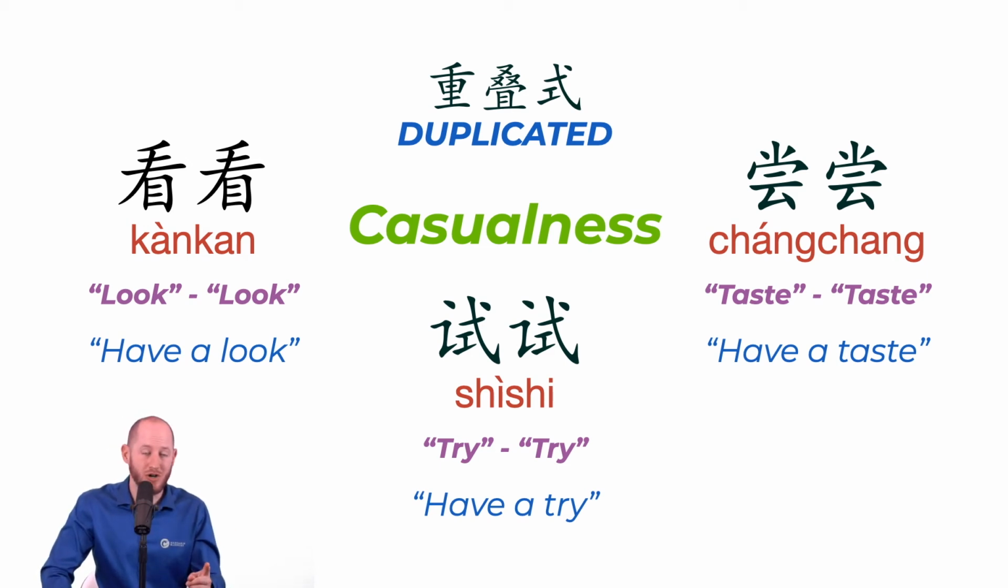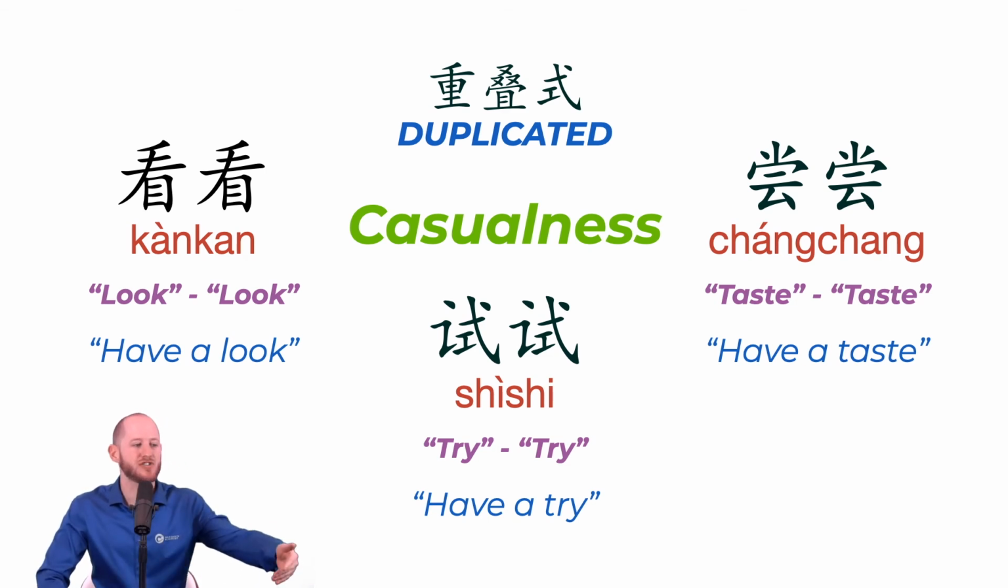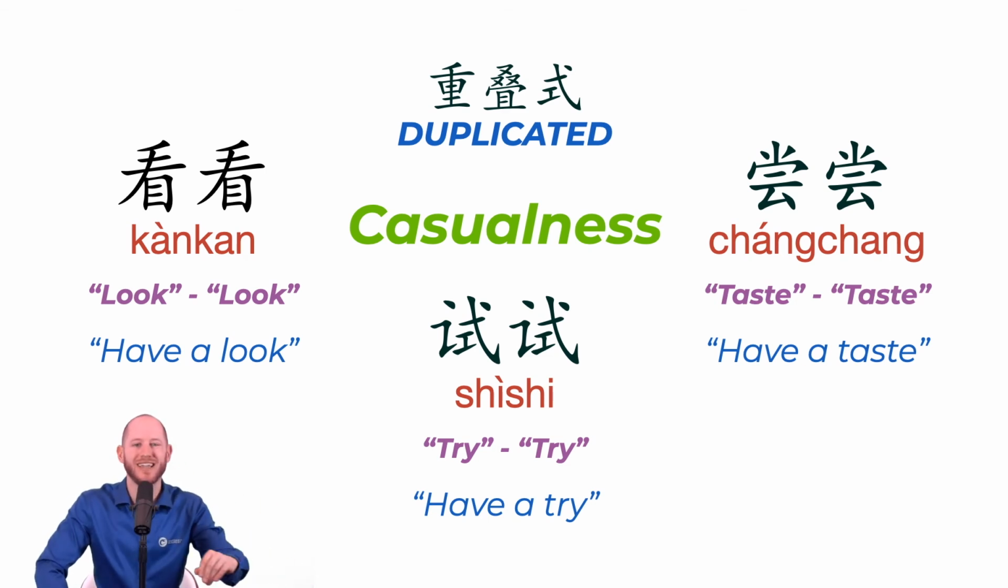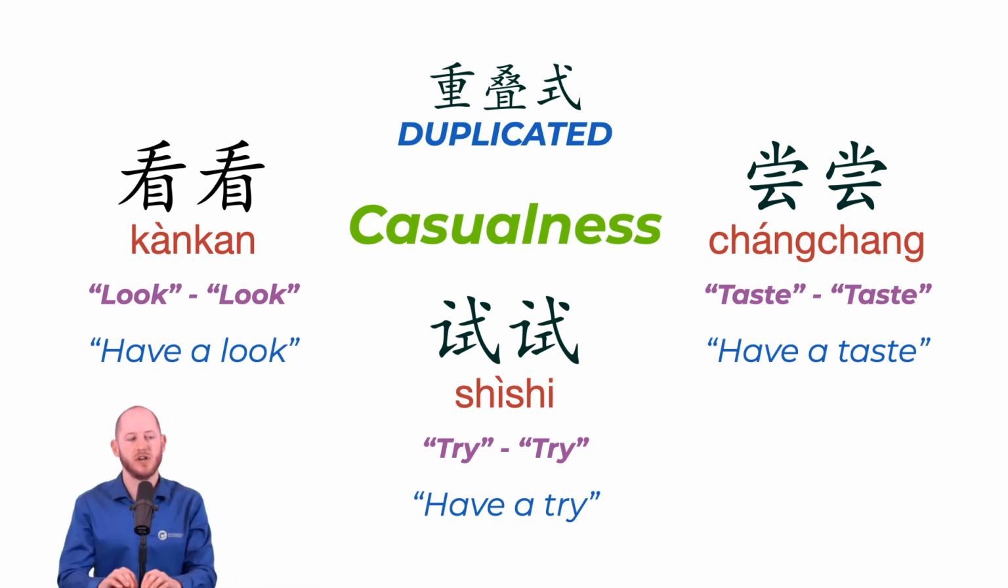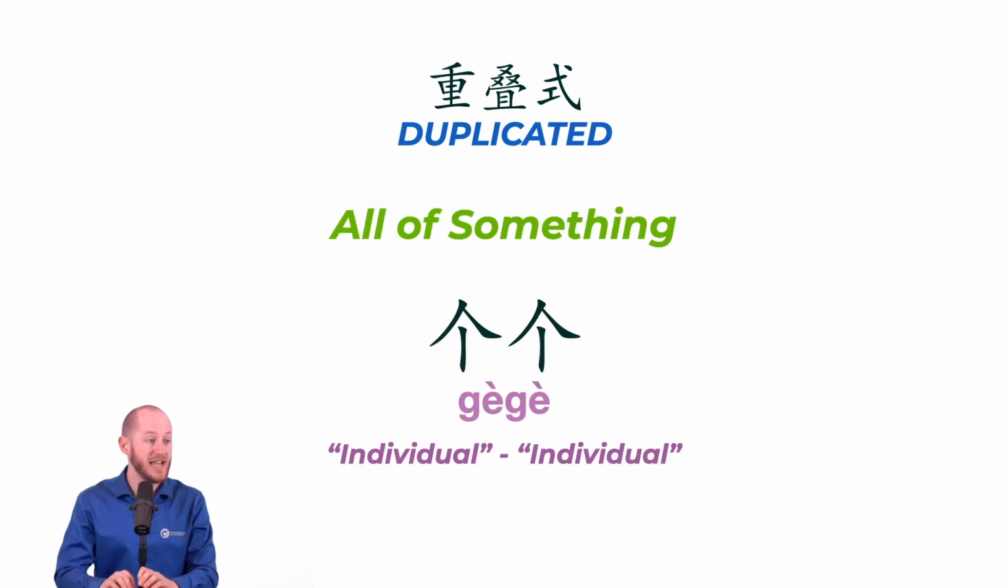Now, you can also add in 一下 after the initial verb. 看一下, 试一下, 尝一下. And all of these effectively mean the same thing. It's like have a look, have a try, have a taste for a moment, real quick, casual, no big deal. That's the idea behind the casual version of duplicating certain words. Usually it's verbs.